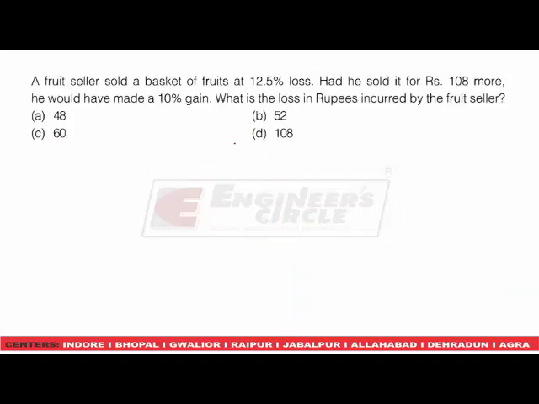The next question is, a fruit seller sold a basket of fruits at 12.5% loss. Had he sold it for rupees 108 more, he would have made a 10% gain. What is the loss in rupees incurred by the fruit seller? Let us take the cost price of basket of fruit be X. Now there are two scenarios given.